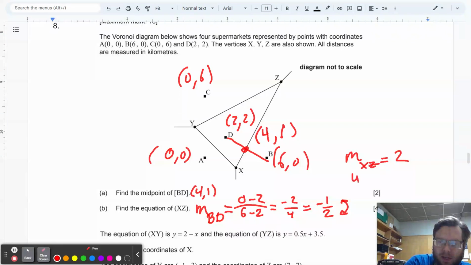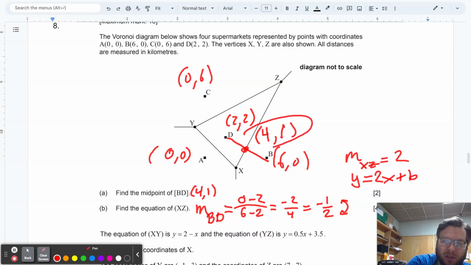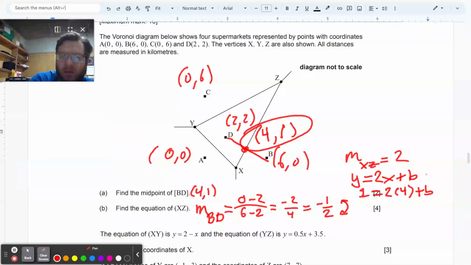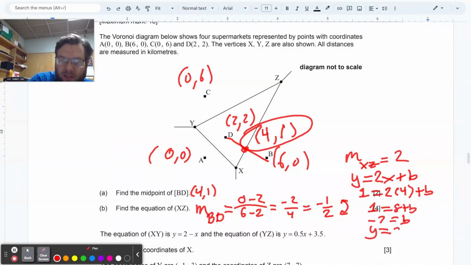And so then I can write y equals 2x plus b, and I know that the midpoint I just found has to fit in the equation. So 1 equals 2 times 4 plus b. In other words, 1 equals 8 plus b, and b is negative 7. So the equation of XZ is y equals 2x minus 7.